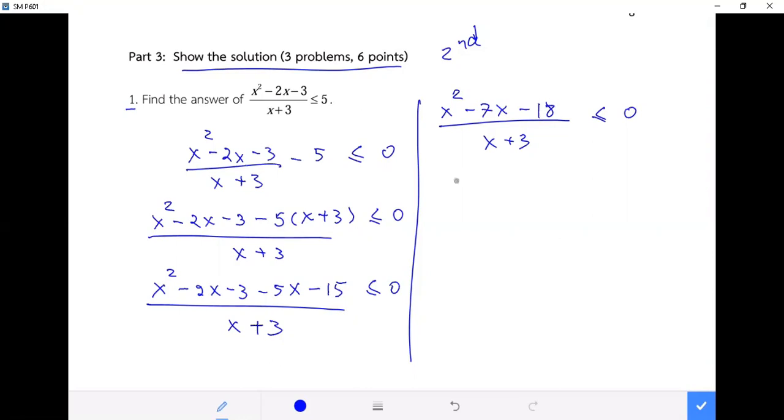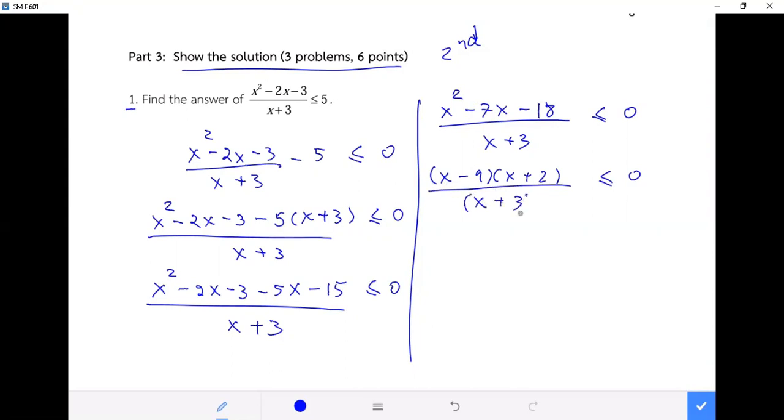I think that is 9 and 2. So you go x, 9, x, 2. I'm going to get negative 7. So put negative to the bigger number, positive to the smaller number. And then less than or equal to 0 divided by x plus 3.